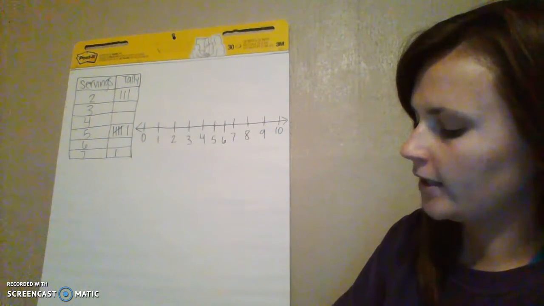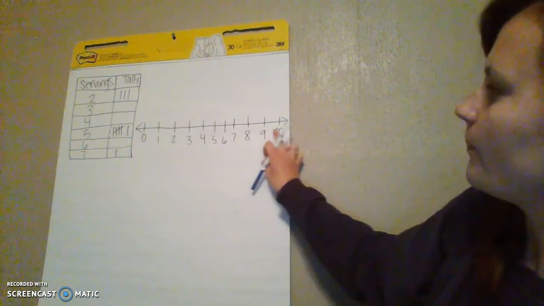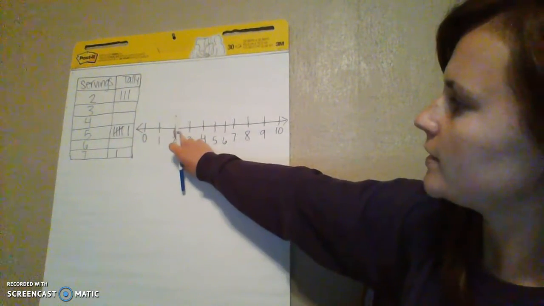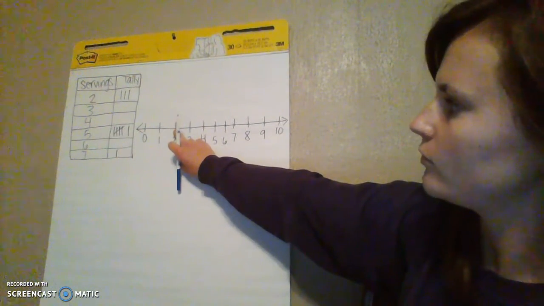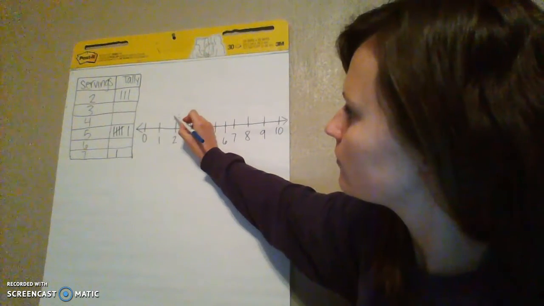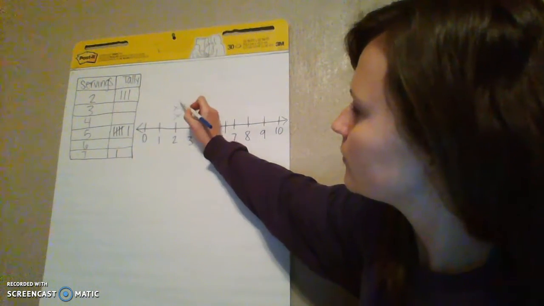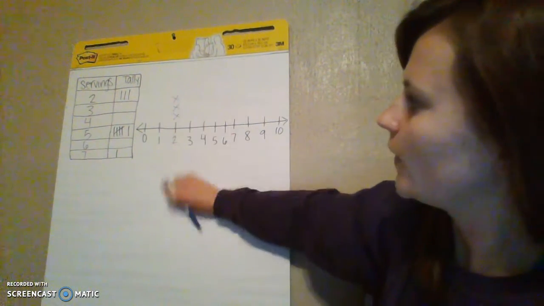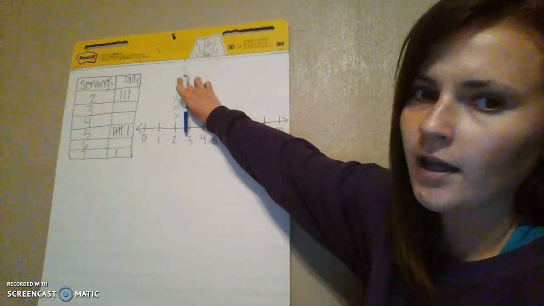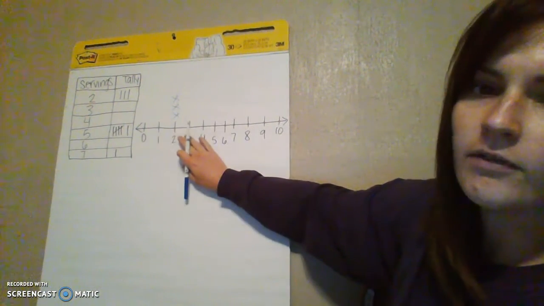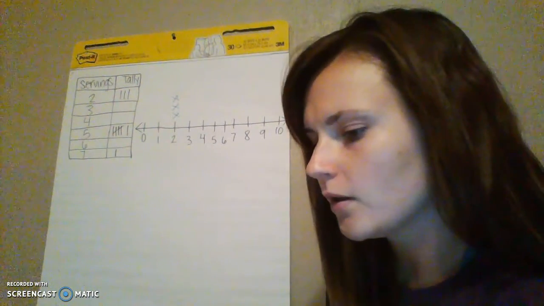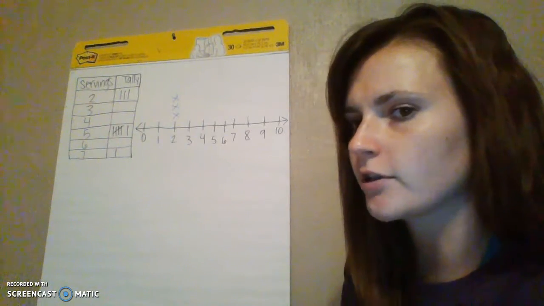So I'm going to go to my line plot. This is a line plot. I'm going to go to my 2. It said 3 people ate 2 servings. So I'm going to put 3 X's. 1, 2, 3. Then they have to go up in a straight line so they don't get in the way of the other numbers. And then it says 6 people eat 5 servings.